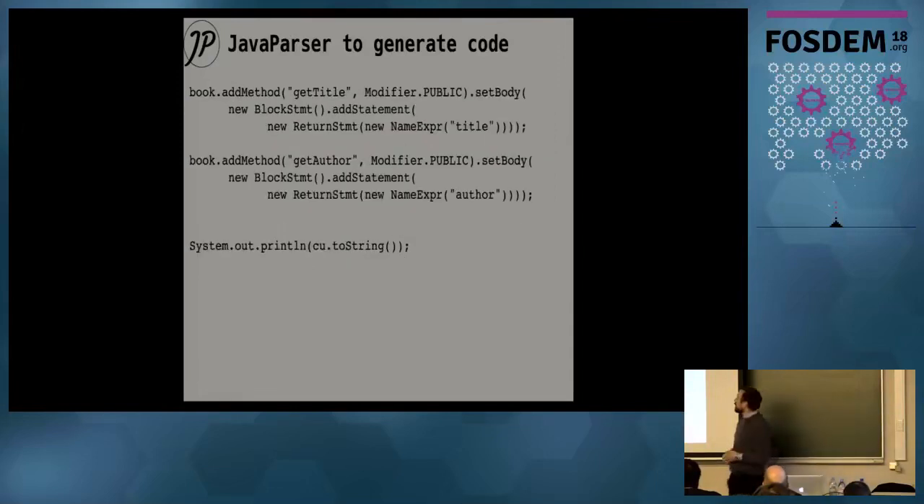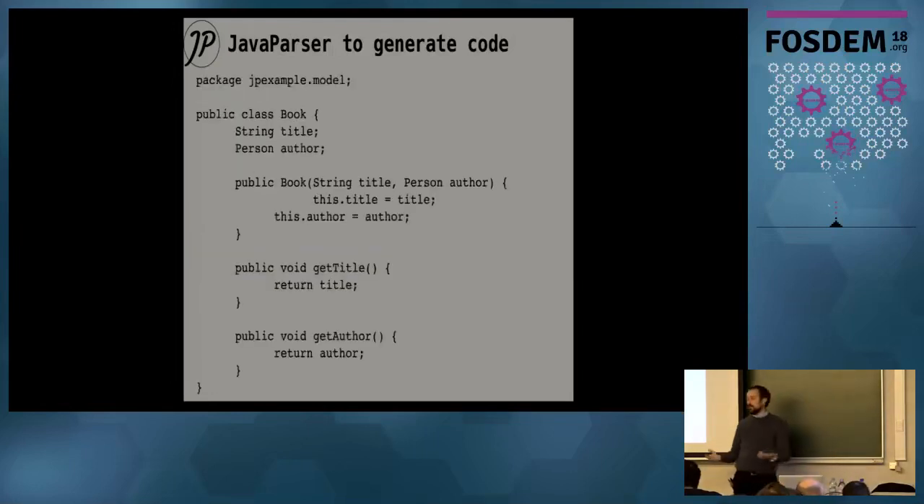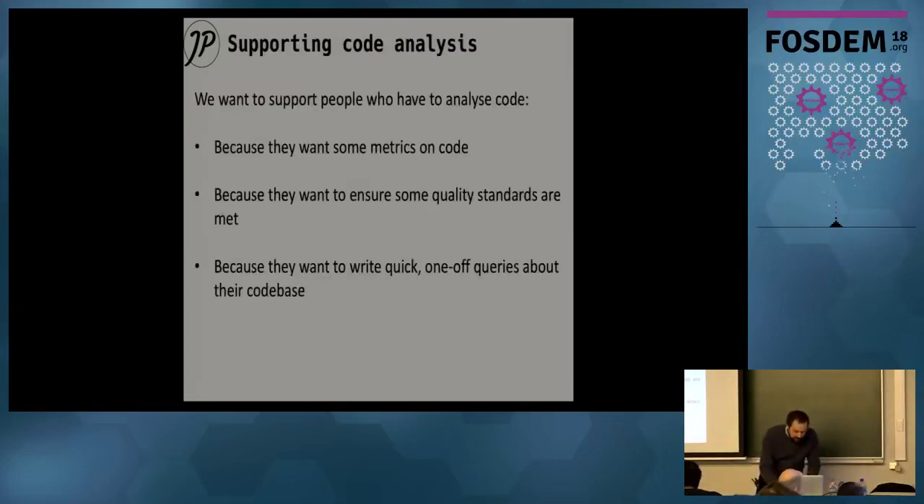And then maybe you add a couple of getters. So again, you create a method, for example named getTitle, and this method will contain just one return statement. So we will just return the value of the field. Then in the end, you use toString on the whole compilation unit, and you get your source code. So this use case is very simple. You just use the API to build an abstract syntax tree, call toString, and you get the code. So there is not much to say about this.